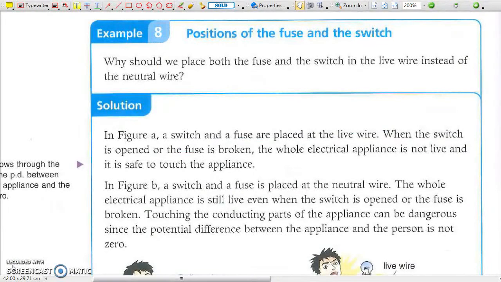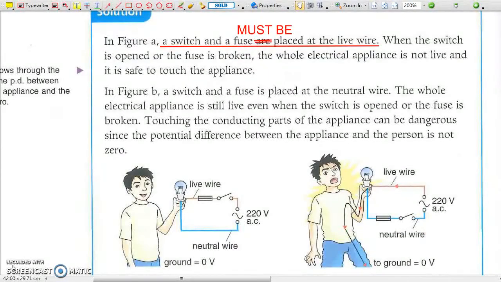Example 8. Positions of fuse and the switch. The fuse and the switch must be placed in the live wire. When the fuse is broken or the switch is open, we can be sure that only a short length of the live wire is still live. And we are sure that the appliance and most parts of the circuit are not live anymore, which means that it does not carry a potential, so that the user will not get an electric shock when they touch the appliance.